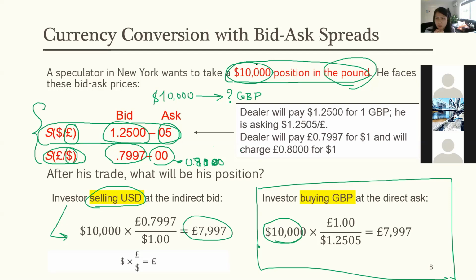Alternatively, I can frame the question as I'm going to acquire the pound. So how much pound can I acquire with $10,000? Here I'll be buying the pounds, so I'll look at the appropriate rate for a client who wants to buy the pound. I'll look at this first rate here. In the first method, I'll be looking at the second rate.